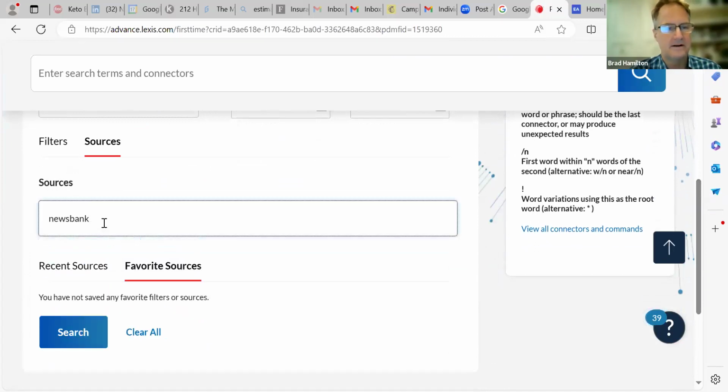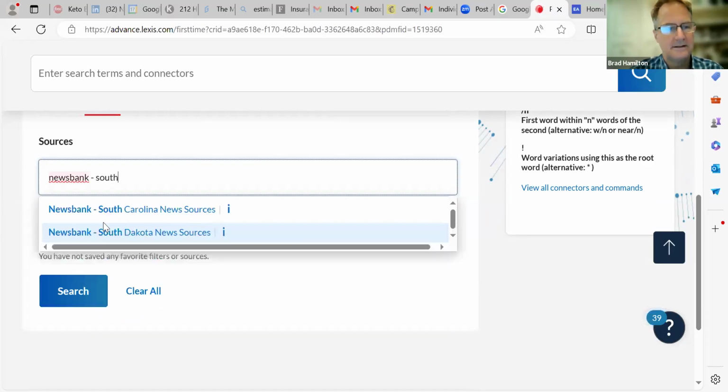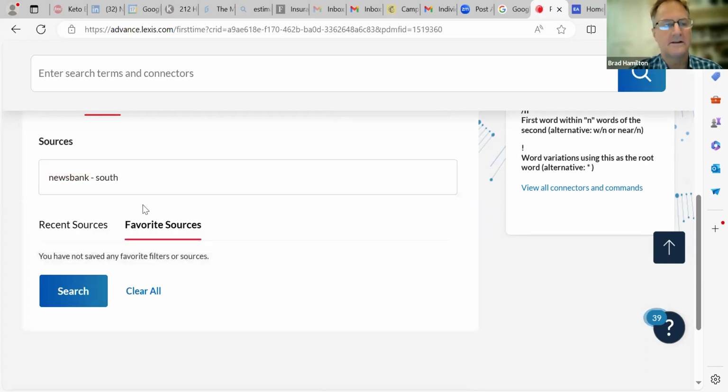I don't know if anyone here is a Rachel Maddow fan, but during the early part of the pandemic, she was doing some really great stuff that was based on this. She was doing stories about a meatpacking plant in South Dakota, for example, that had a big outbreak of the virus. And how is she getting that? She's doing it by Newsbank, and then let's see, South Dakota. There it is, South Dakota, right? So these are valuable in lots of ways.